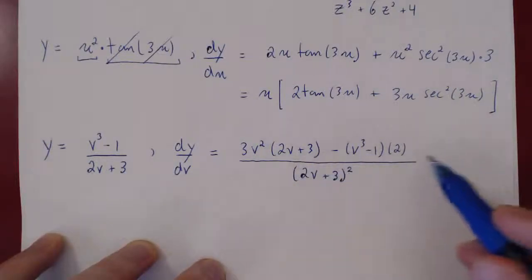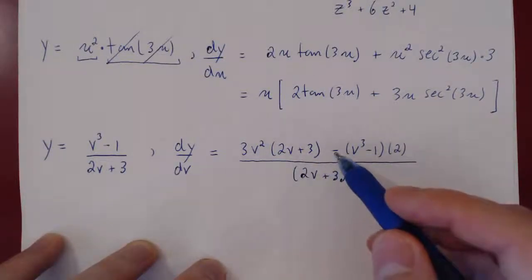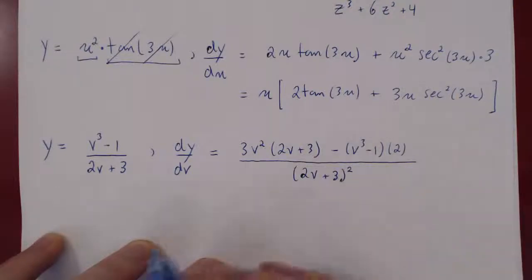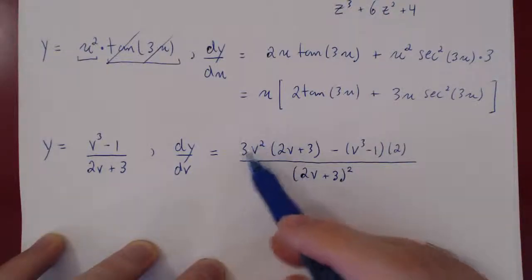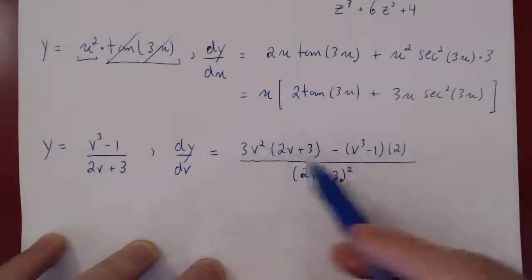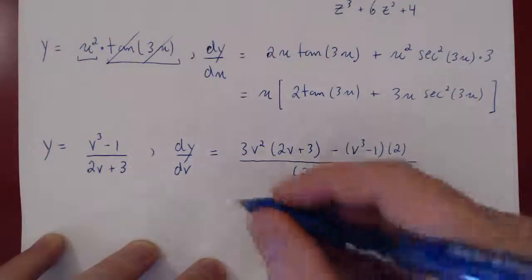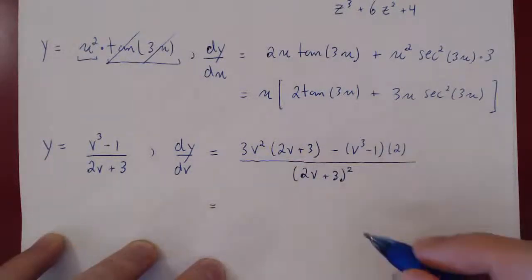We can look at the numerator. We have a difference of two terms. As always, we look for common factors, and there are none. So now we just multiply and regroup similar powers of v. So what will we get?